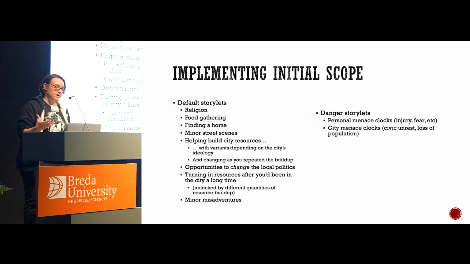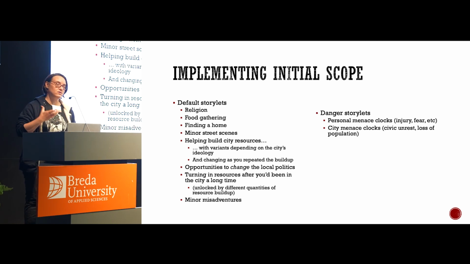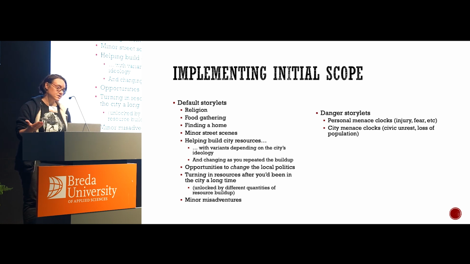Then we also looked at our two major kinds of clocks operating in this environment. Personal menace: you could be injured, you could be particularly frightened, and those are dangers that can apply to the character personally. You've also got menaces that apply to the city as a whole. Is there civic unrest in the city? Is there a loss of population based on things going on there? So we planned around how we deal with those clocks, and some storylets that are needed for cases where we're high on multiple clocks at once.